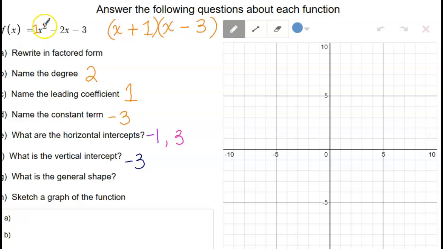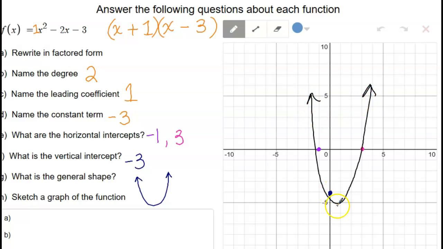And the general shape, it's a second degree polynomial, so it's going to be a U shape. So y-intercept at negative 3, horizontal intercepts at negative 1 and positive 3. And a general sketch of this graph would be something like this. Now, the intercept is not always going to be the relative minimum of this graph. Your relative minimum would be halfway in between these 2 points right here. So your relative minimum would be somewhere down here. This is simply just the point where it crosses the x-axis.